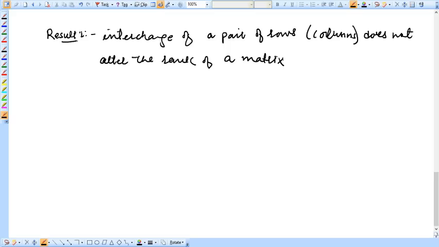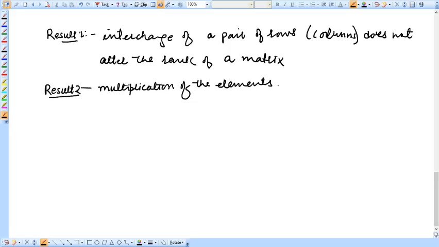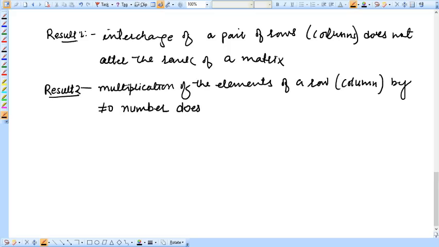Second, result 2: multiplication of the elements of a row or column of a given matrix by a non-zero number does not alter the rank of the matrix.